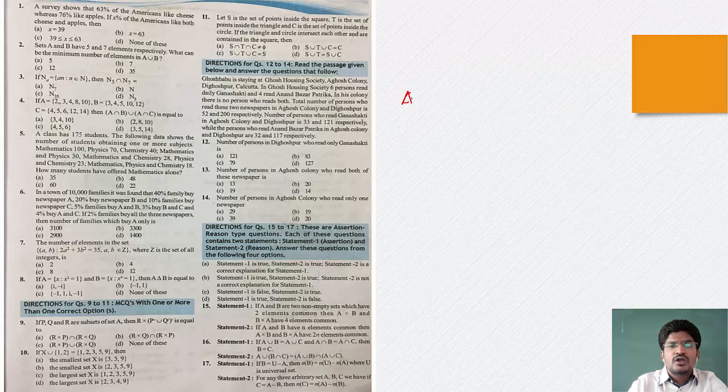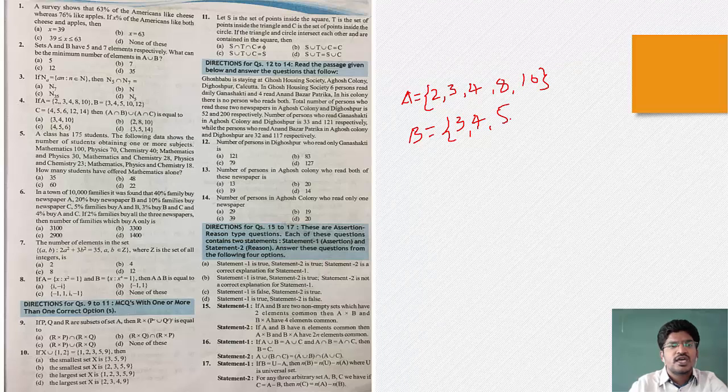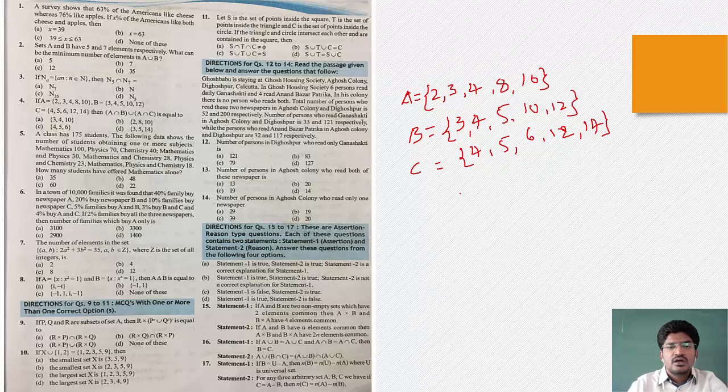So, A equal to set of 2, 3, 4, 8, 10, B equal to set of 3, 4, 5, 10, 12, C equal to set of 4, 5, 6, 12, 14.